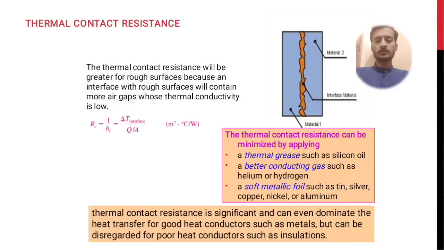Thermal contact resistance. The thermal contact resistance will be greater for rough surfaces, because an interface with a rough surface will contain more air gaps, whose thermal conductivity is low. Here is the formula: Rc is equal to 1 over h, which is equal to delta T interface over Q over A.